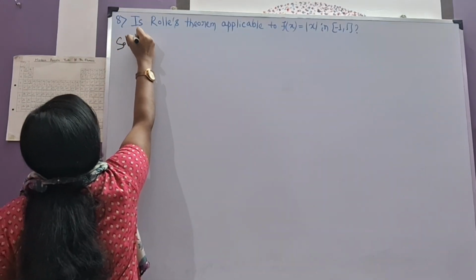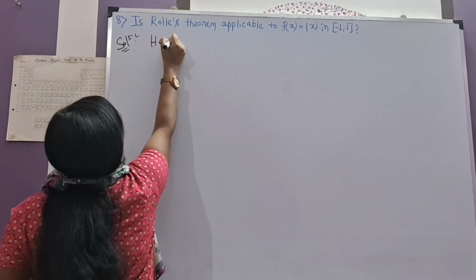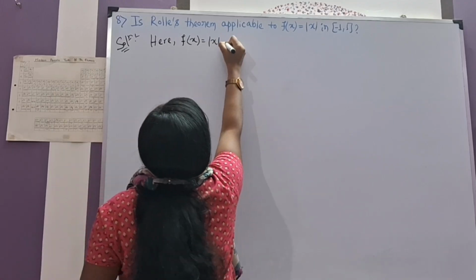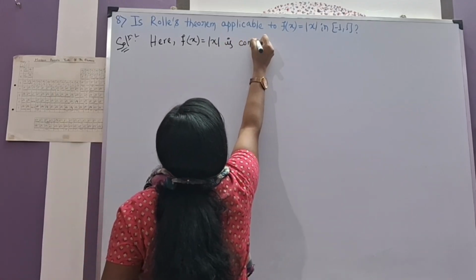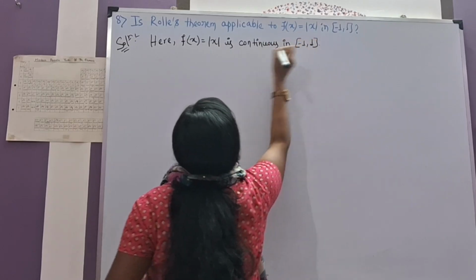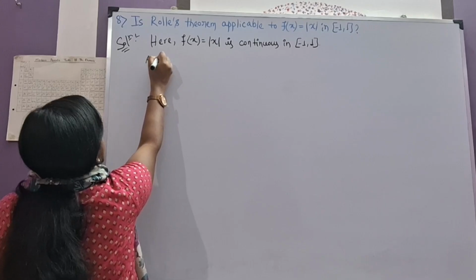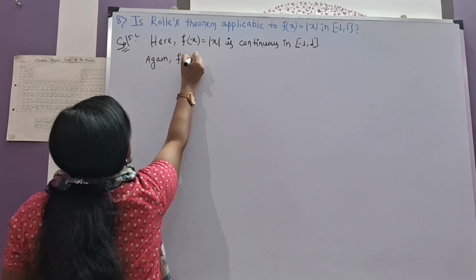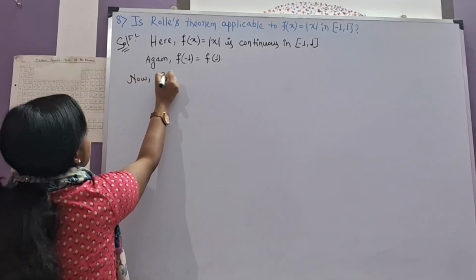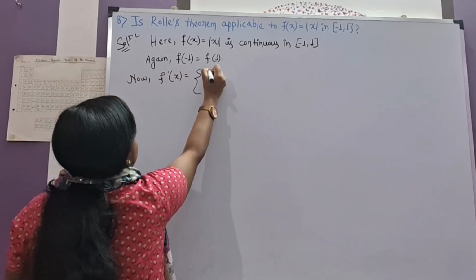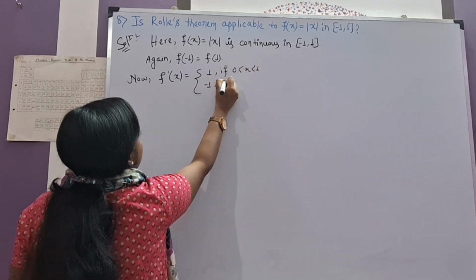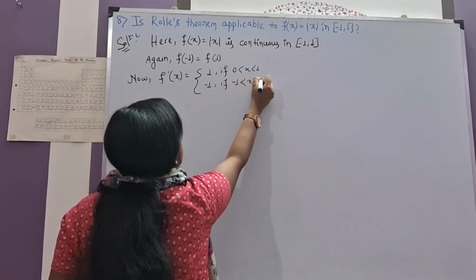Now we are going to solve this numerical. So here it is given that f of x equal to mod x, and we can easily say that f of x equal to mod x is continuous in closed interval minus 1, 1. Again, f of minus 1 equal to f of 1. Now, f dash of x equal to 1 if 0 less than x less than 1, equal to minus 1 if minus 1 less than x less than 0.